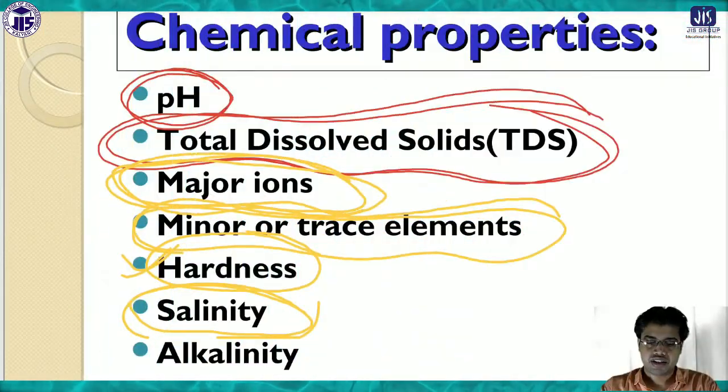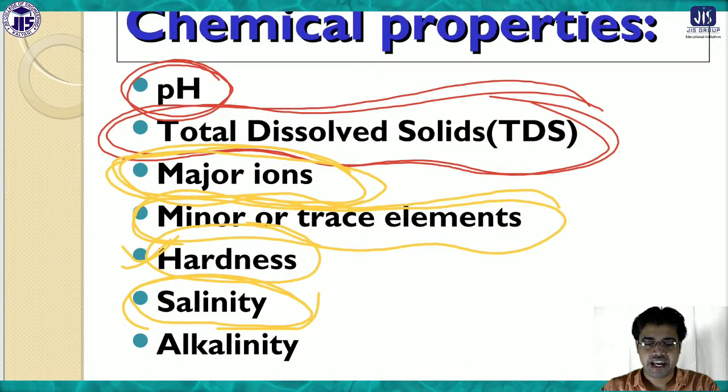So today we will discuss pH, total dissolved solids, major ions, minor or trace elements, hardness, salinity, and alkalinity. These are all the topics we will discuss one by one in detail. First of all, we'll discuss pH.